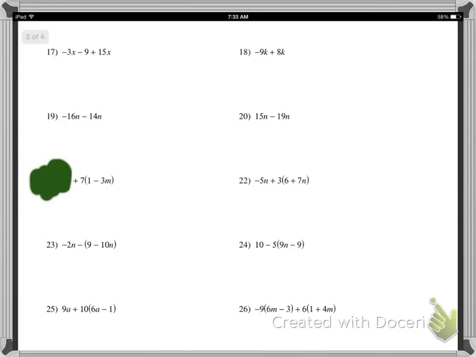No big deal. 7 times 1, my pen stopped working. 7 times 1 is 7. 7 times a negative 3m. Okay, you got to sidestep to multiplication and division rules. Positive times a negative is negative. Negative times a negative is positive. Those are rules you learned a year before. Positive times a negative, always negative. Negative times a negative, always positive. So in this case, positive times a negative, always negative. 7 times 3, 21.